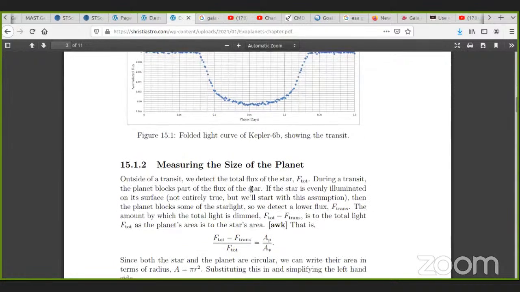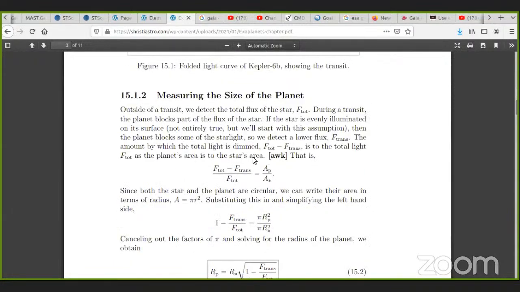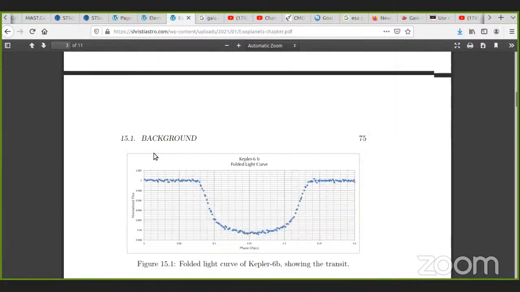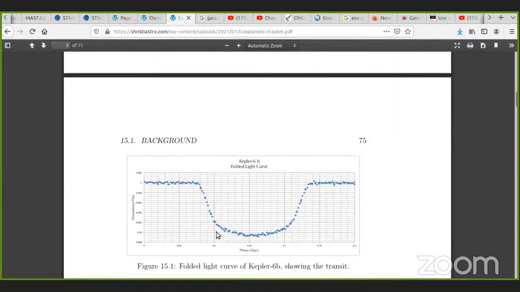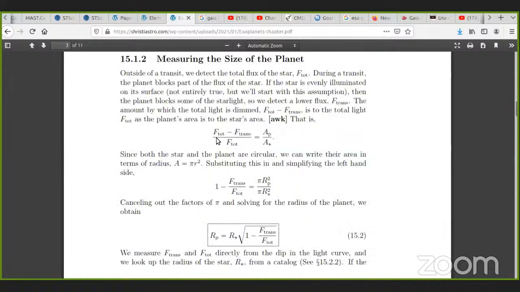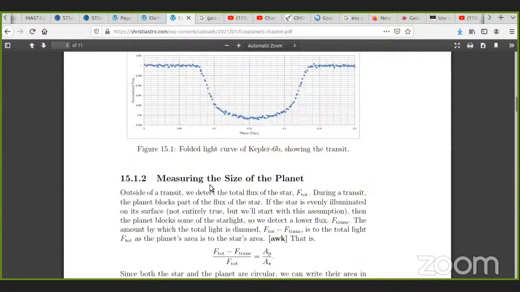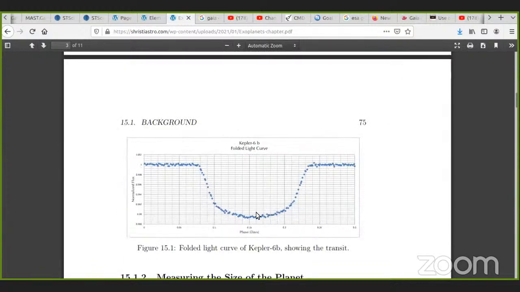And then he's also showed us how to measure the size of the planet, which is a very simple thing. You are seeing the dip, the decrease in flux which you're getting from the star. So you have the total flux minus the transit flux divided by this. So you're getting a ratio of the areas of these two objects, because you know that this dip is coming because the planet came in front of the star, right?